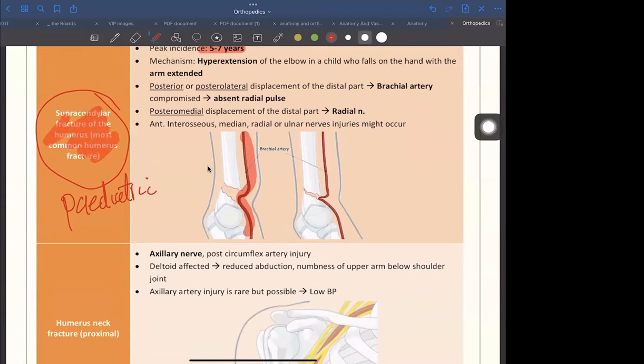It happens in children, more common at 5 to 7 years. The most important bit here: there's a very high risk of injury to the brachial artery. So you will need to do immediate reduction for this patient, even before sending them to get an X-ray, okay?